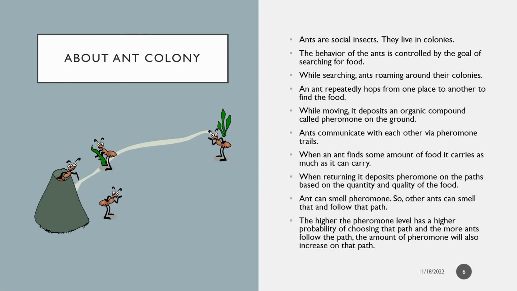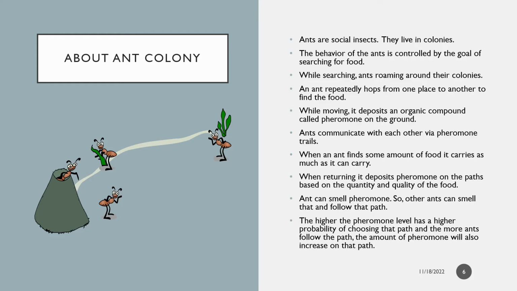At first, let's take a look at the ant colony. Ants are social insects. They live in colonies. The behavior of the ant is controlled by the goal of searching for food. While searching, ants roam around their colonies. An ant repeatedly hops from one place to another to find the food. While moving, it deposits an organic compound called pheromone on the ground. Ants communicate with each other via pheromone trails.